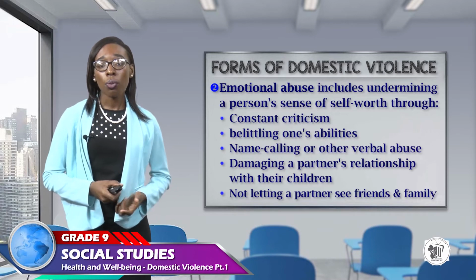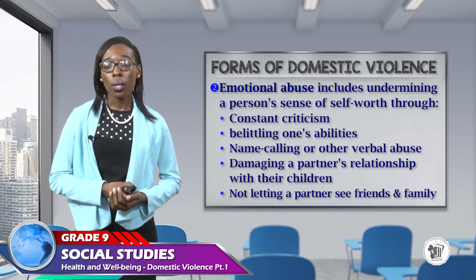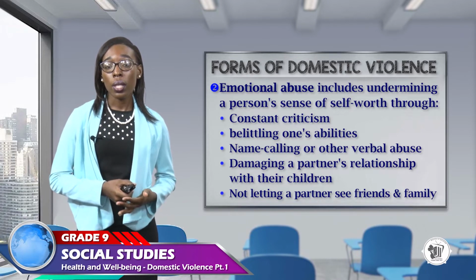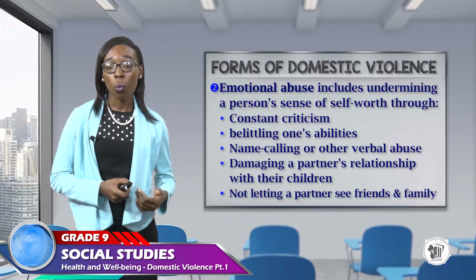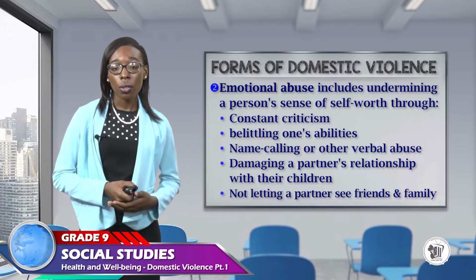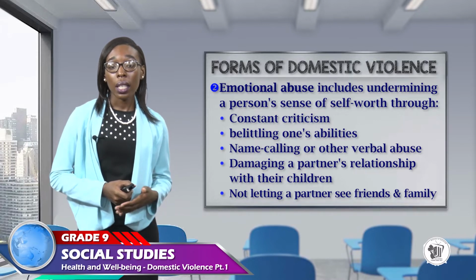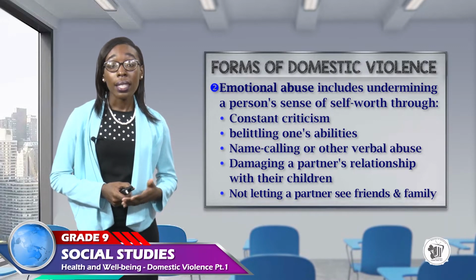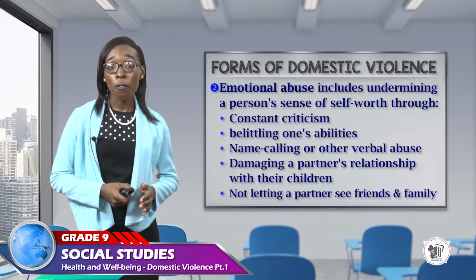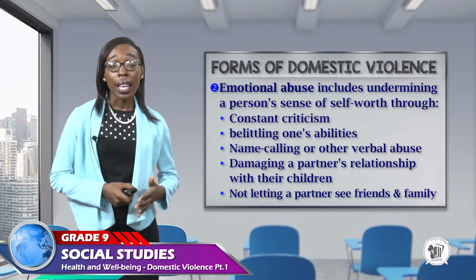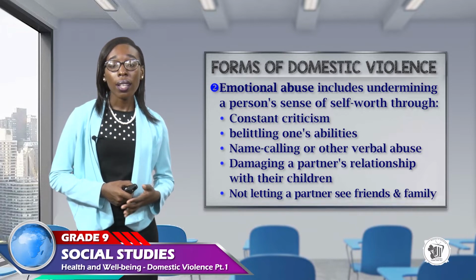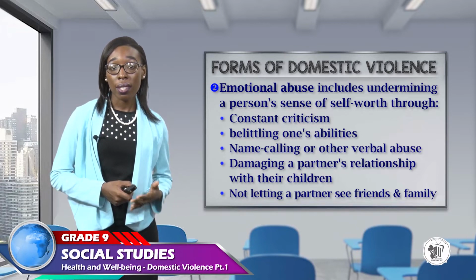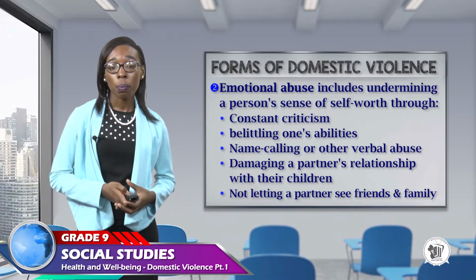Let's look at the second form, emotional abuse. Emotional abuse includes undermining a person's sense of self-worth through constant criticism, belittling one's abilities, name calling or other verbal abuse, damaging a partner's relationship with their child or children, or not letting a partner see friends and family members.